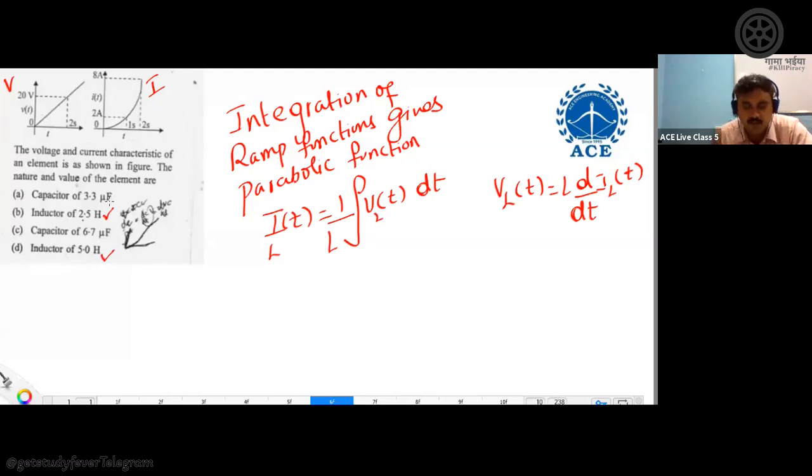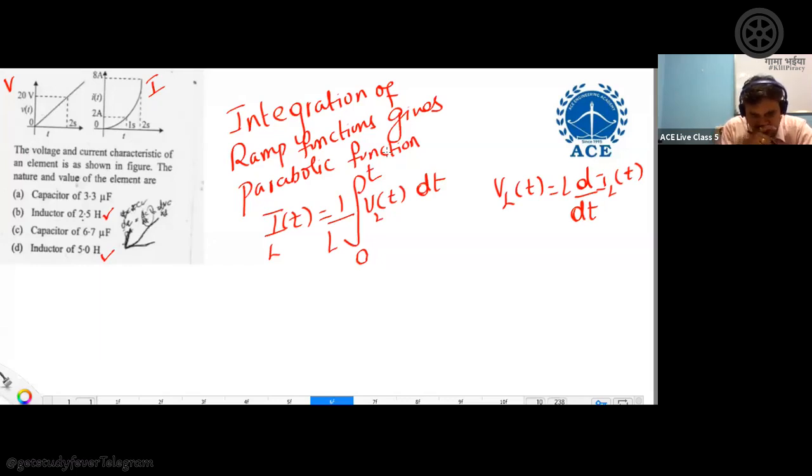Now integration limits will be starting from 0 because both the waveforms start at 0, and the upper limit will be t, up to the present state. Now my requirement is to find the value of L. You have to find L. That is, what is the expression?